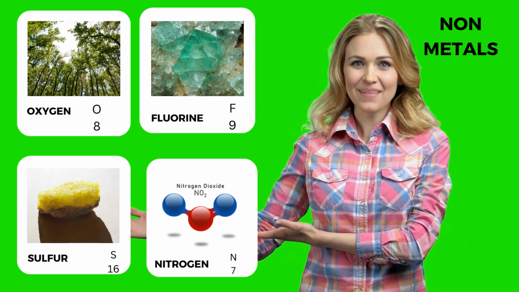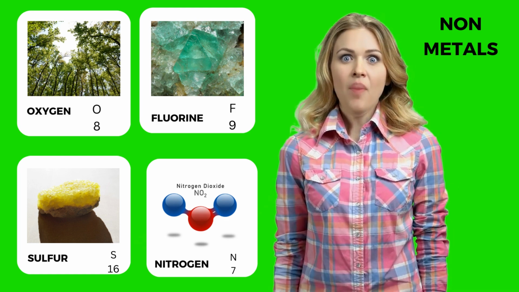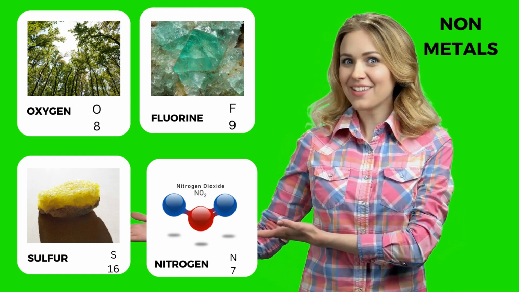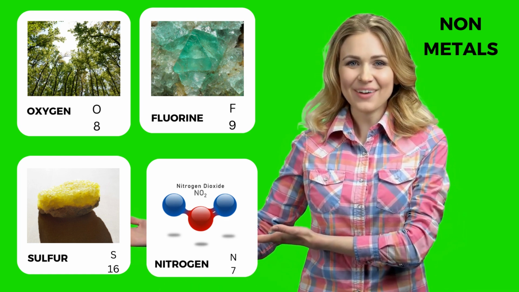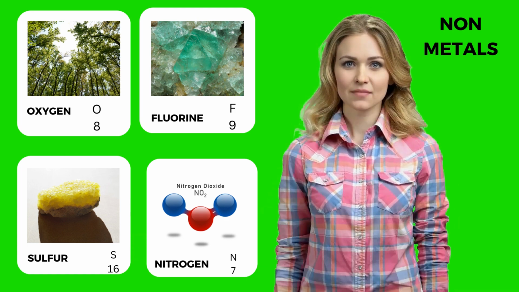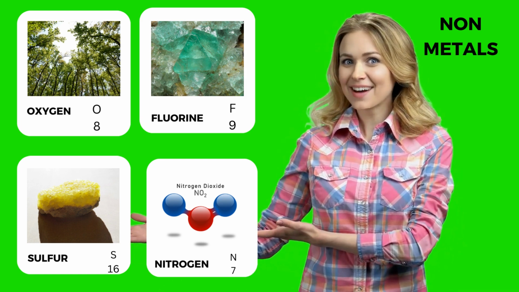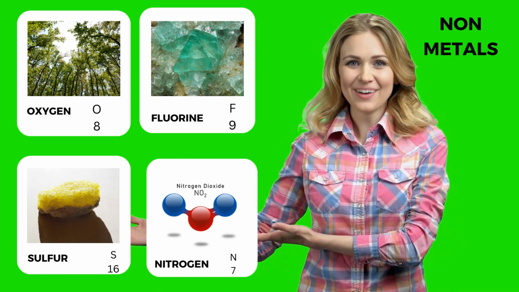Fluorine, F, atomic number 9. Fluorine is the most reactive element and is highly toxic. It is a pale yellow gas at room temperature. Nitrogen, N, atomic number 7. Nitrogen is a colorless and odorless gas. It makes up about 78% of the Earth's atmosphere.